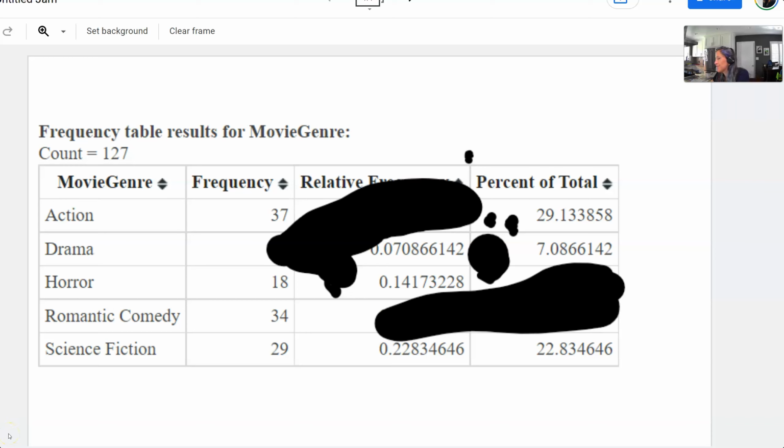This question is just testing your ability to move between frequencies, relative frequencies, and percents. You were given important information at the onset, and that is that we have a total count of 127 students in this particular data set who told us what their favorite movie genre was out of these five. And we have this premise that we've dropped ink on the paper, so we don't have all of the information. Now, some of these are easier to handle than others.